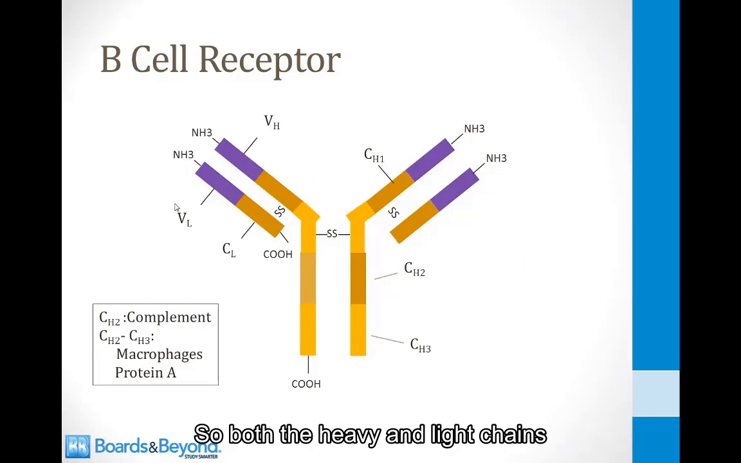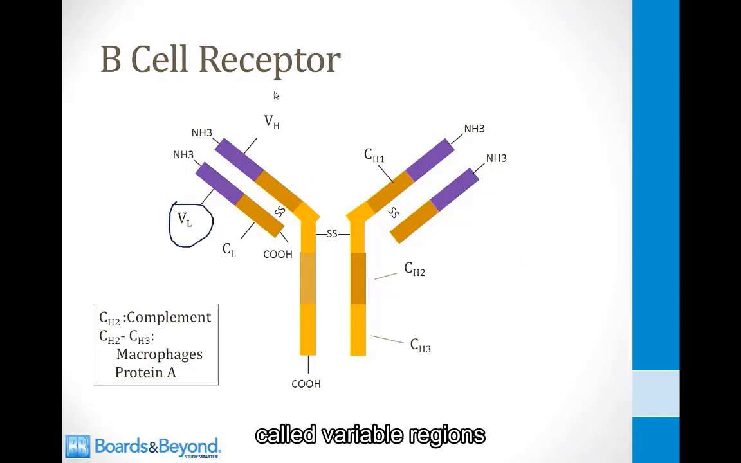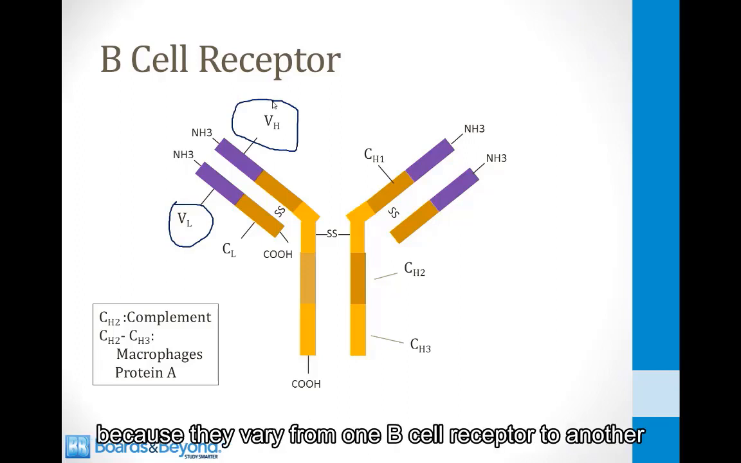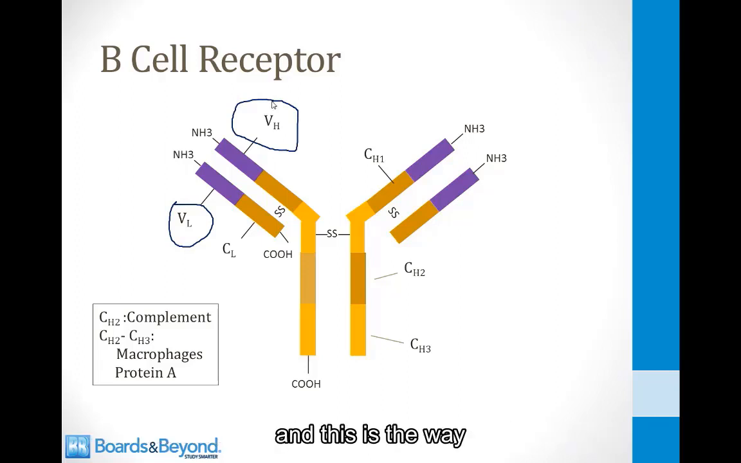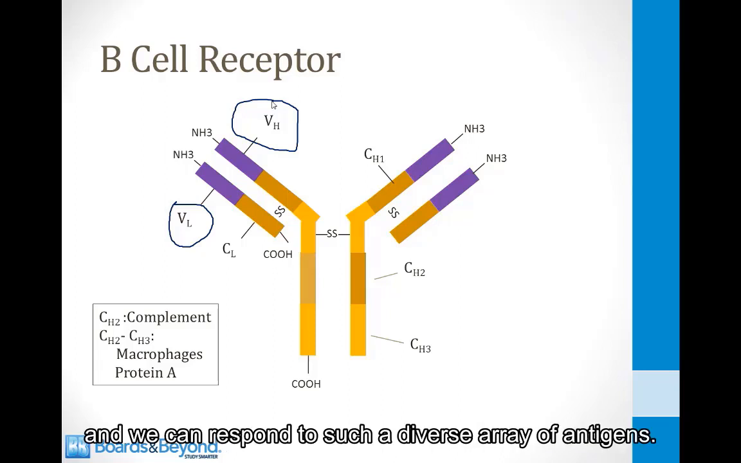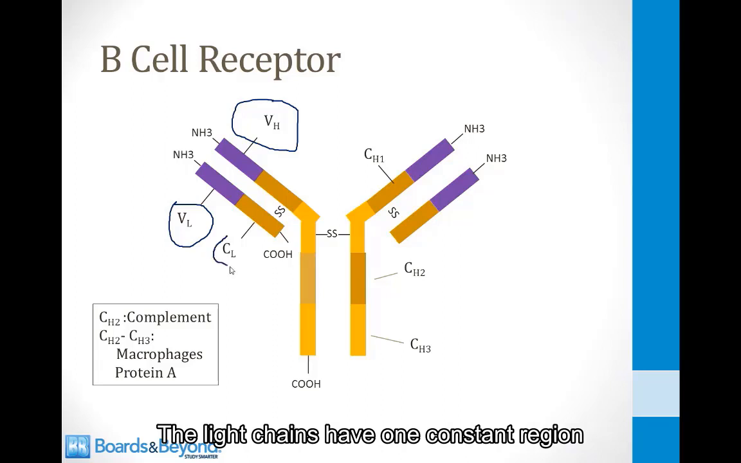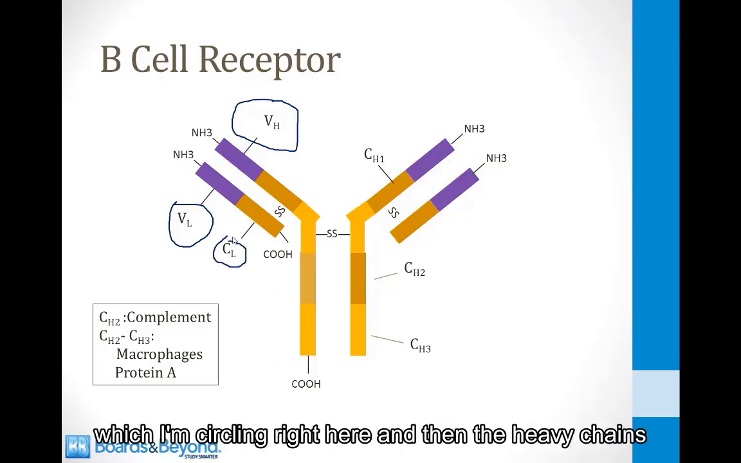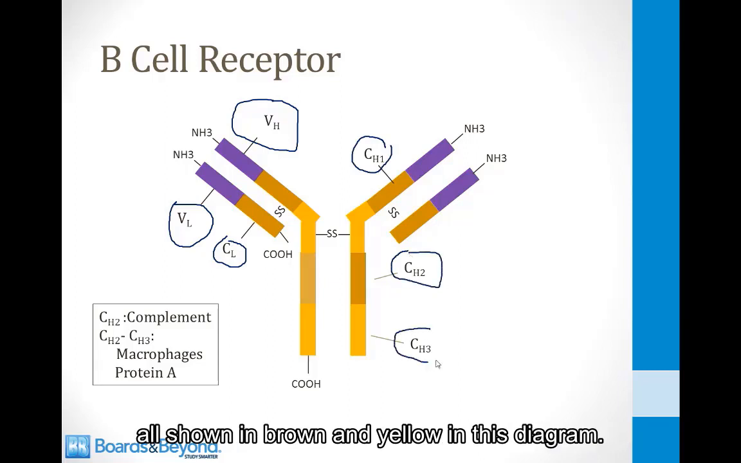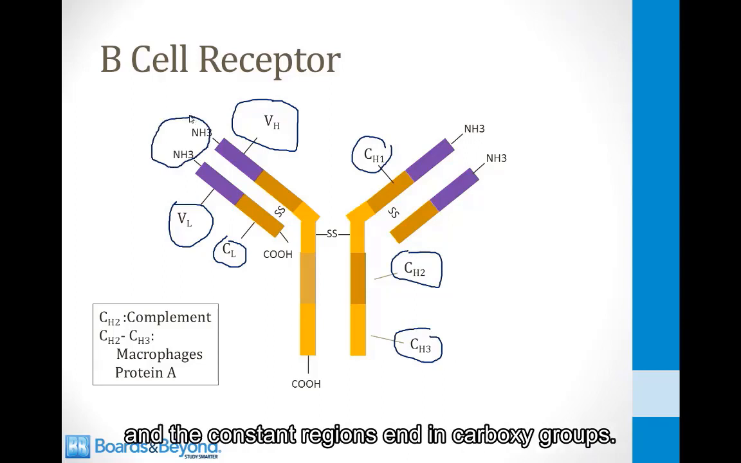Both the heavy and light chains end in these purple regions called variable regions, and they're called variable regions for obvious reasons, because they vary from one B cell receptor to another. This is the way we have so much diversity in our immune system and we can respond to such a diverse array of antigens. The light chains have 1 constant region, which I'm circling right here, and the heavy chains have 3 constant regions, which I'm circling here, all shown in brown and yellow in this diagram. The variable regions end in nitrogen groups and the constant regions end in carboxy groups.